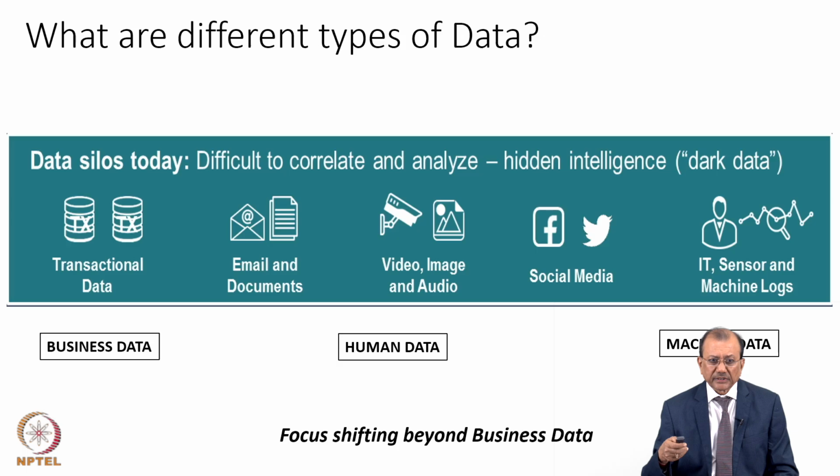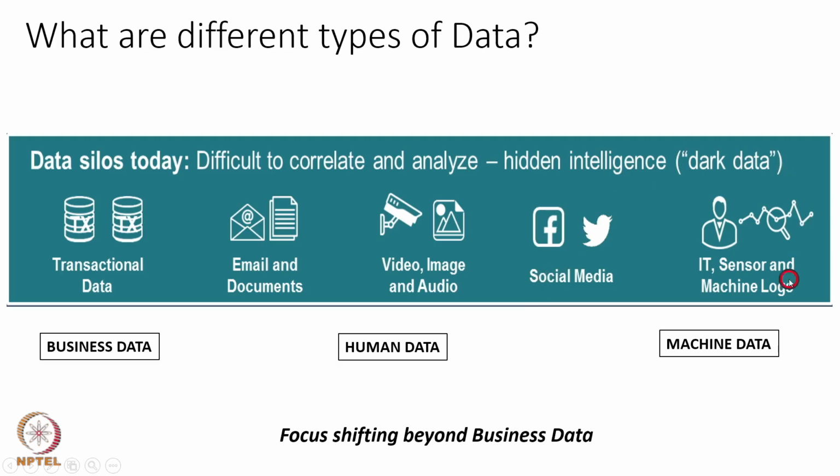So this picture shows that kind of data: business data is transaction data, and email, and these are human-generated data. Emails are being generated by humans, videos and images are generated by humans, social media data, and then IoT sensor data. IoT sensor data is coming, so it's called machine data.